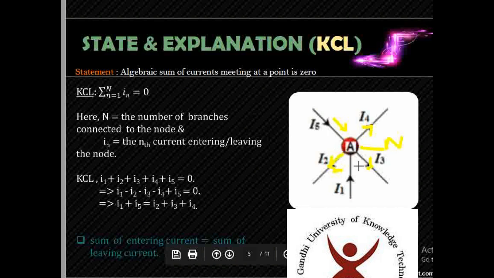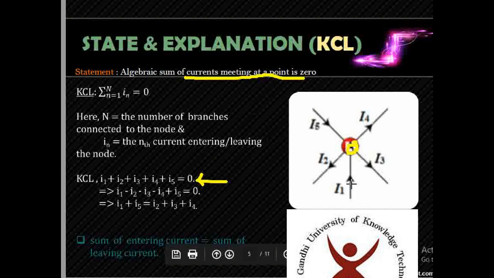If I apply KCL at this node, what is KCL, which is Kirchhoff's current law? Algebraic sum of currents meeting at a point is 0. That means the expression states algebraic sum of all currents I1 plus I2 plus I3 plus I4 plus I5 equal to 0. Because the direction of current will be treated as notation, the currents entering into the node are treated as positive and currents leaving the node are treated as negative.